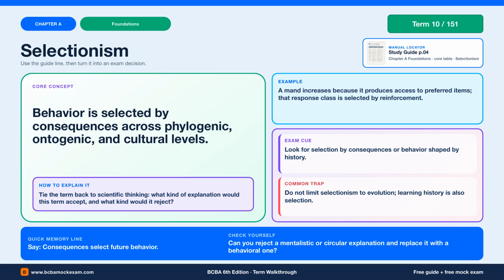A response increases because past consequences made it more likely. For example, a mand increases because it produces access to preferred items. The exam cue is selection by consequences or behavior shaped by history. The trap is limiting selectionism only to biological evolution. In ABA, consequences also select behavior across an individual's learning history. Memory line. Consequences select future behavior.